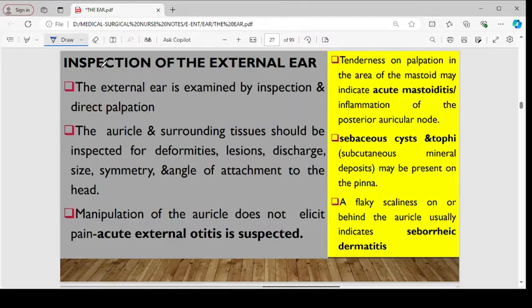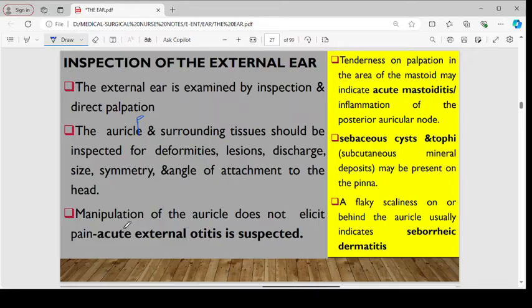So we can also observe the ear through inspection of the external ear. We can do it through direct inspection or direct palpation. The auricle, the pinna in this case, and surrounding tissue should be inspected for deformities, lesions, discharge, size, symmetry, and angle of attachment to the head.